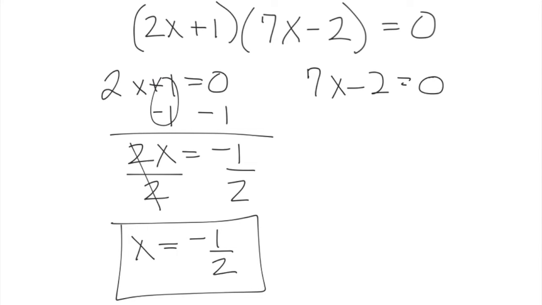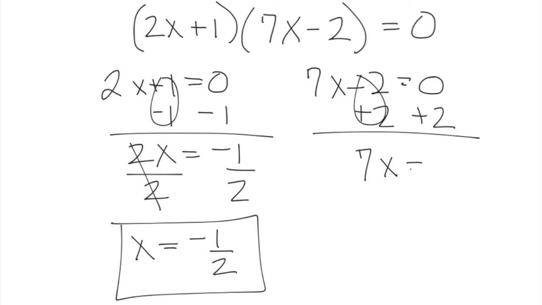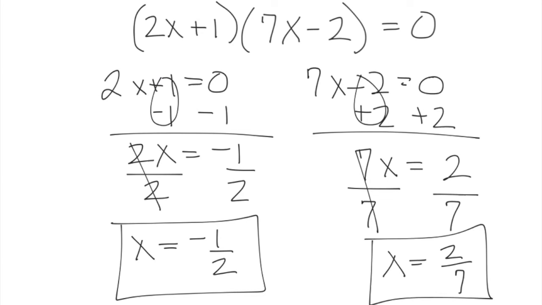With my second equation, I'll add 2 to both sides, and I'm left with 7x equals positive 2. Lastly, we'll divide both sides by 7, and we have x equals 2/7. My solutions are x equals negative 1/2 and x equals 2/7.